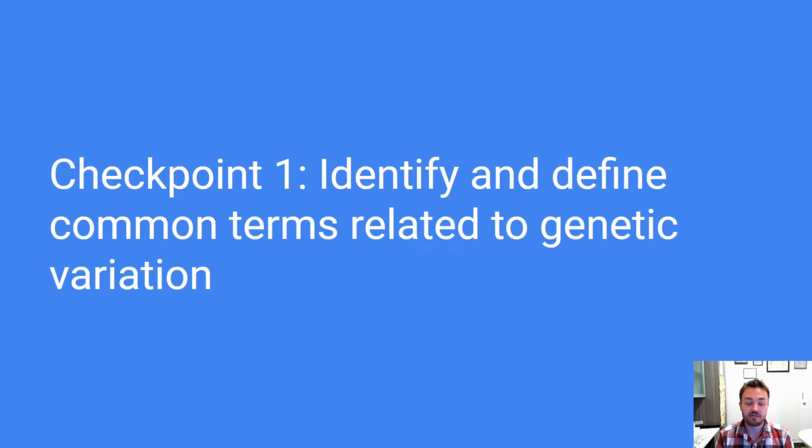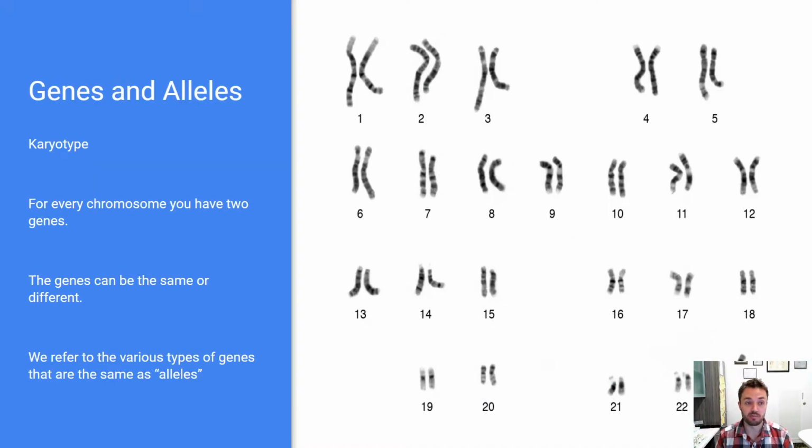So checkpoint 1 is to identify and define common terms related to genetic variation. This is basically, do you know the words on the right-hand side of the screen when you're taking the focus area? So just to briefly go over them.